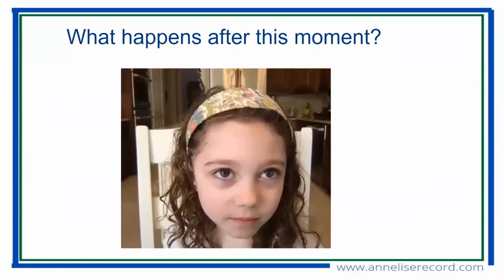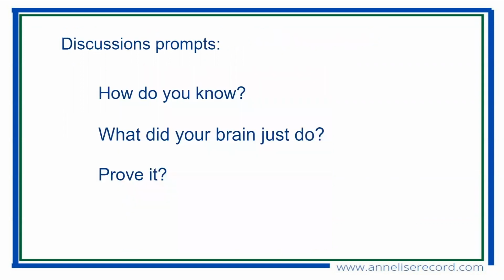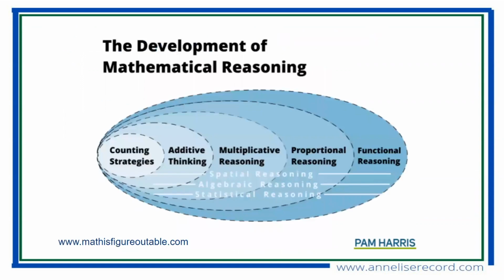The really important piece of the puzzle with our division and with the math facts is what happens in the moment after a student has tried to retrieve a math fact from memory and it doesn't pop into their mind. What is their thinking? So I always prompt them with, how do you know? What did your brain just do? Can you prove it? To see what is the thinking that they rely on to help figure out facts that they don't yet know. And keeping in mind this amazing graphic by Pam Harris based on research of the development of math reasoning.